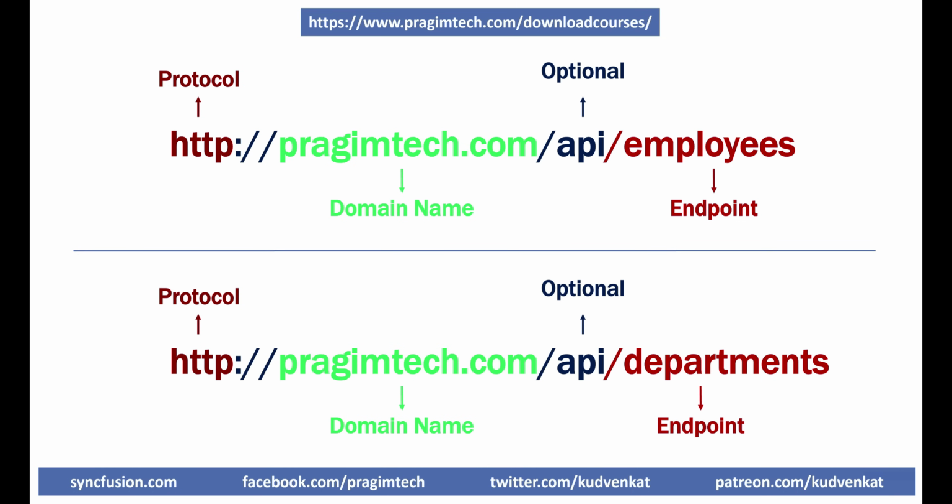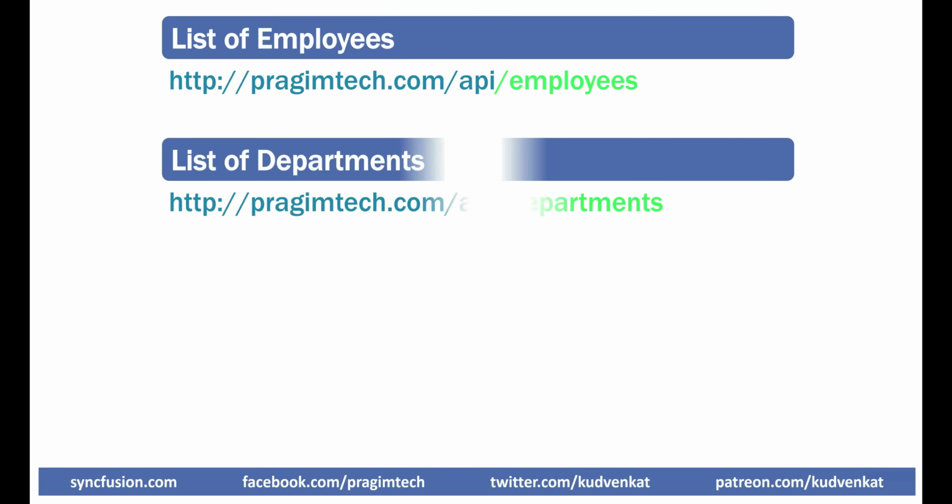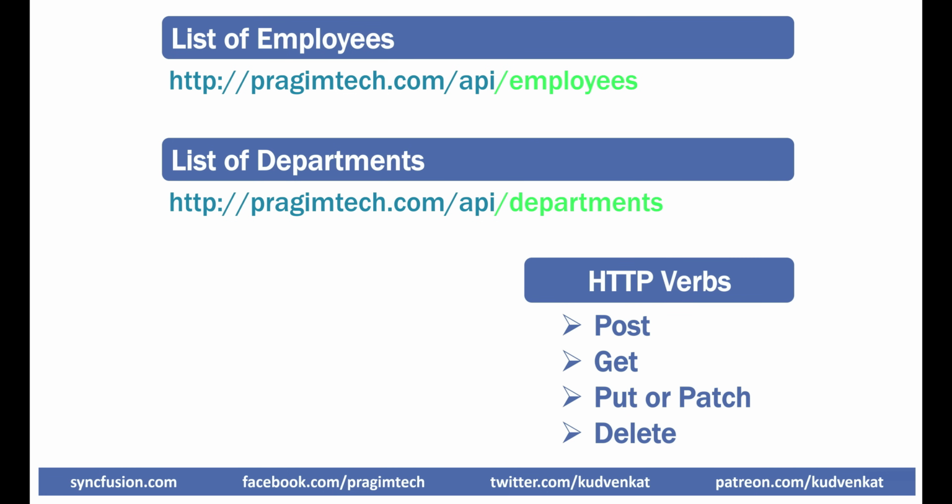So, in a REST API, each resource is identified by a specific URI. For example, the list of employees are available at this URI, /api/employees. Similarly, the list of departments are available at this URI, /api/departments. Along with the URI, we also need to send an HTTP verb to the server. The following are the common HTTP verbs. It is this HTTP verb that tells the API what to do with the resource.